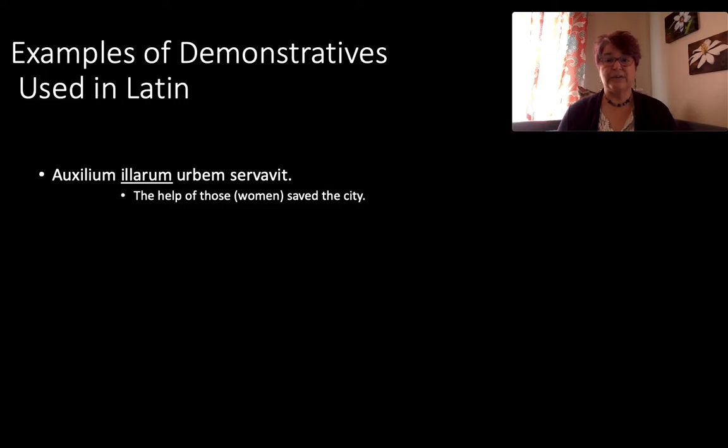The reason I can do this is because the arum is specifically talking about women. If this were in a paragraph and there were a larger context and I had the word woman in a previous sentence, what I might say instead is their help saved the city, understanding that I am referring to the women who are in the previous sentence.